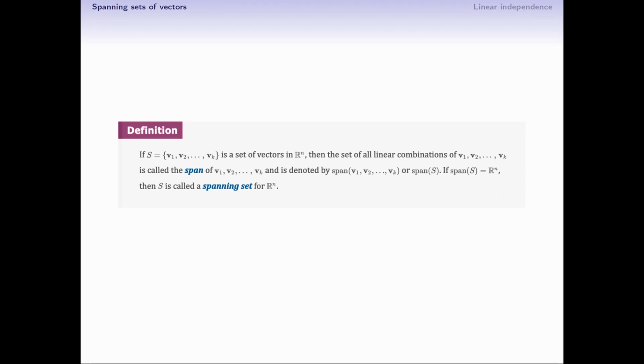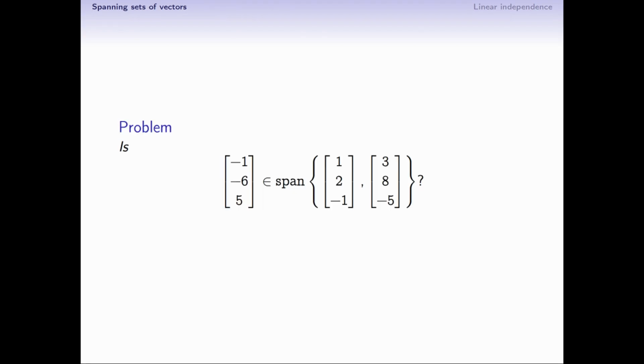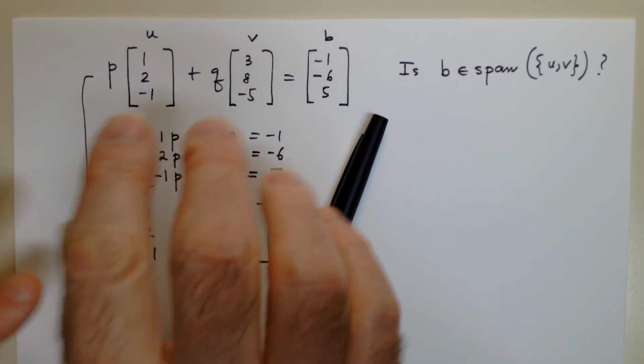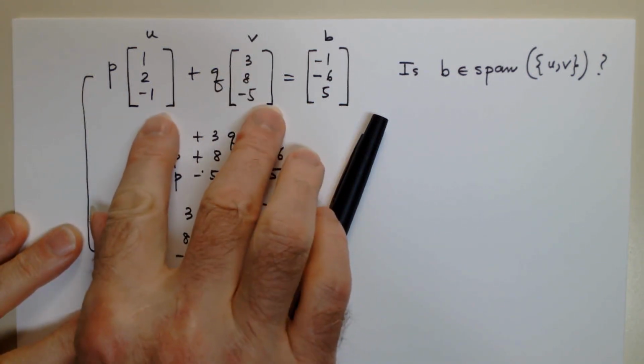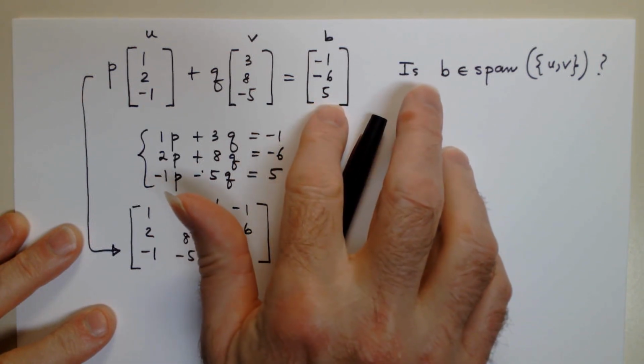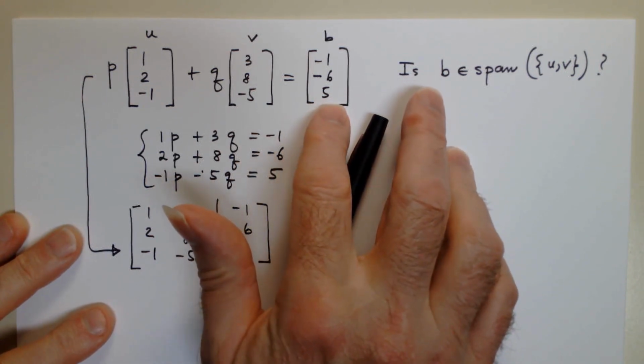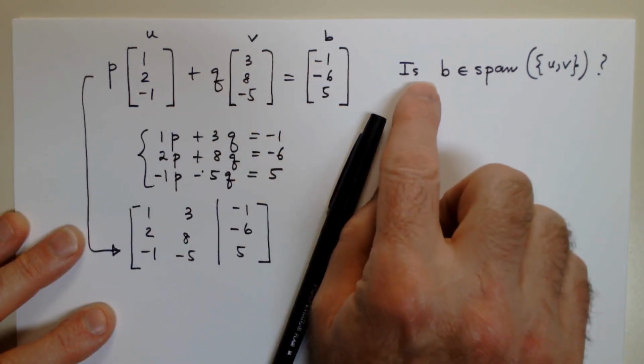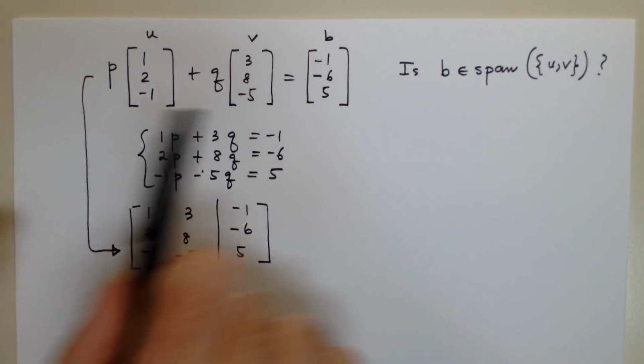Now, in order to get comfortable with this concept, let's work a couple of problems. So in our first problem, we're asking, is this given vector in the span of this collection of vectors? Let's head over to the document camera and look at the solution to this problem. Welcome to the document camera. The problem that's before us is this. We've been given a pair of vectors U and V, and we've been given a third vector, B, and the basic question is, can I write B as a linear combination of U and V? Is B in the span of that collection U and V?